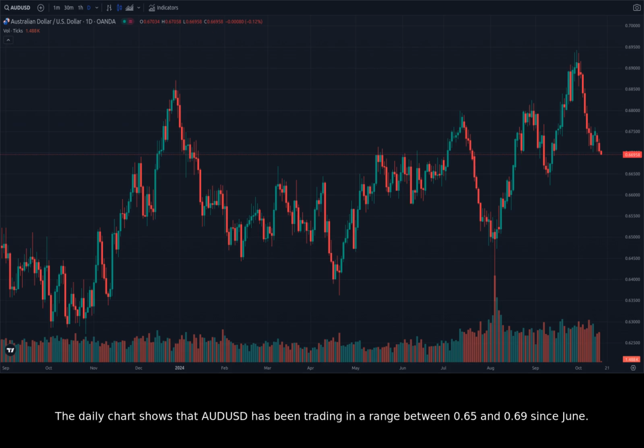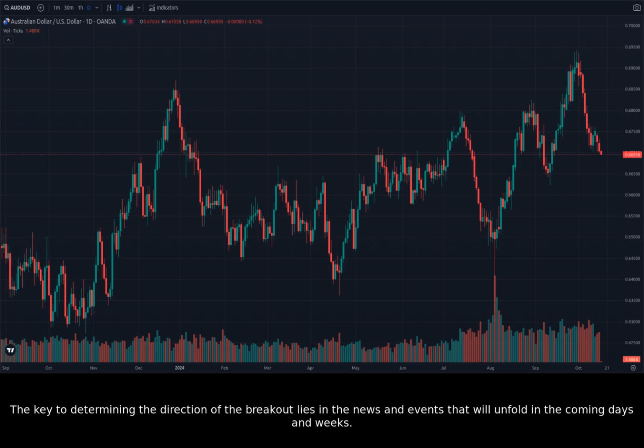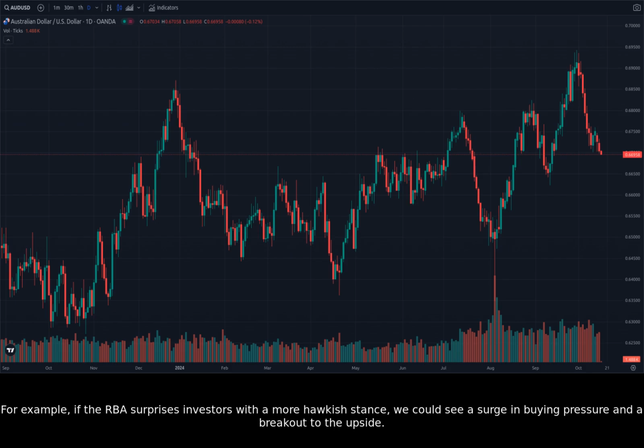The daily chart shows that AUDUSD has been trading in a range between 0.65 and 0.69 since June. This range suggests that the price could be consolidating before breaking out in either direction. The key to determining the direction of the breakout lies in the news and events that will unfold in the coming days and weeks. For example, if the RBA surprises investors with a more hawkish stance, we could see a surge in buying pressure and a breakout to the upside.